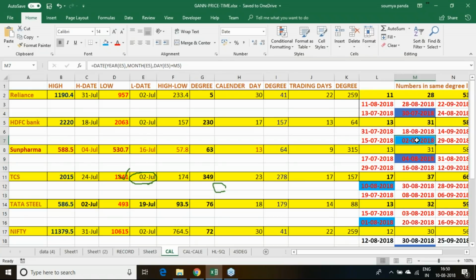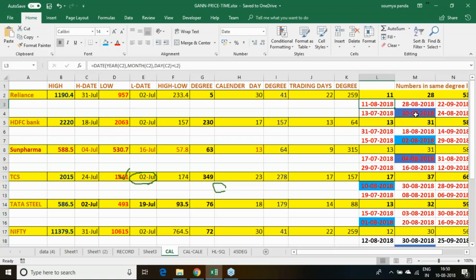Same way you can see for HDFC Bank and also for Reliance. Reliance also, on 9th August you just got one highest point. So preceding days, and 11th August falls on a holiday, so the succeeding day we need to find out.